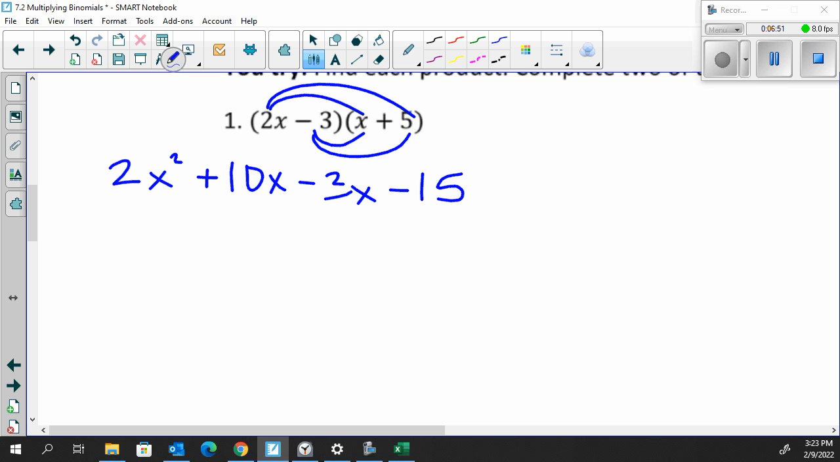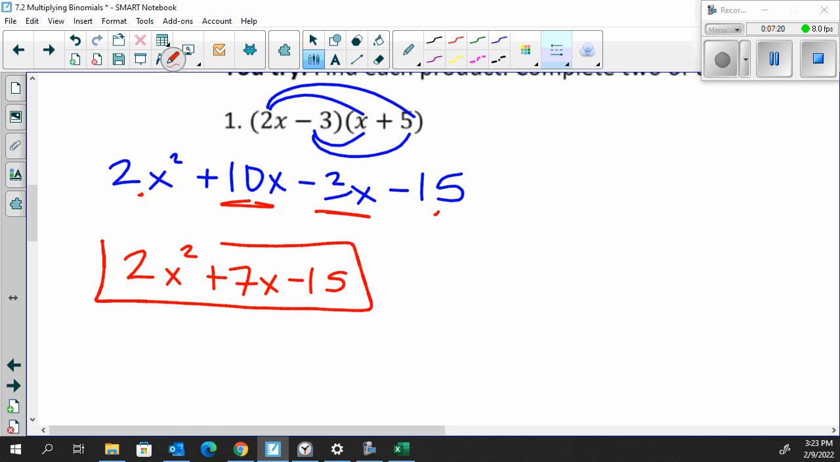Now what? What can I combine? 10 and -3, right? What's it going to become? 7, because 10 minus 3 is 7. So these things didn't change, right? So those stay the same. It's 2x squared. This becomes 7x. I have minus 15 at the end. Yeah, we feeling good? Feeling okay?